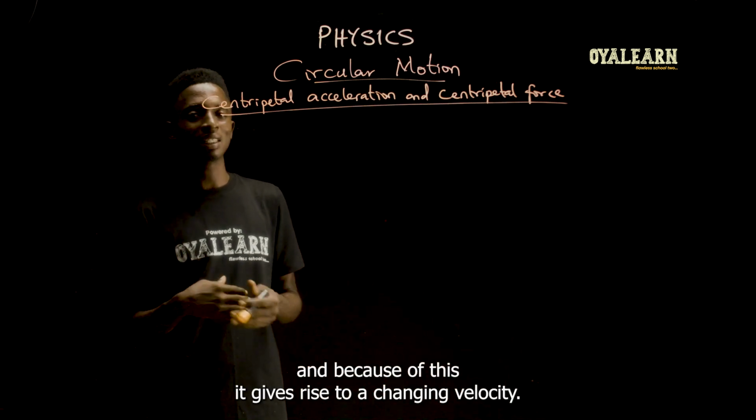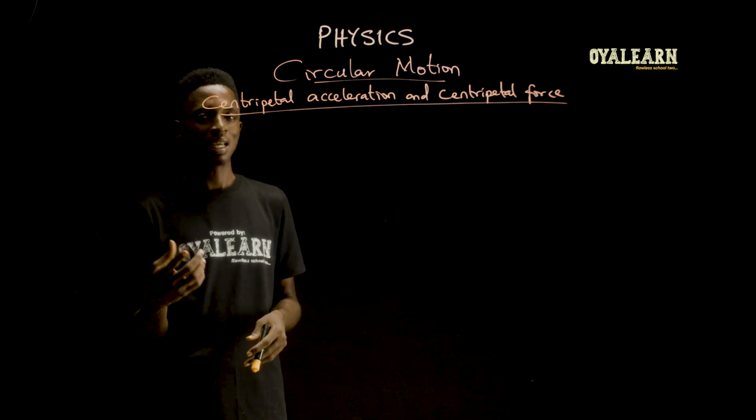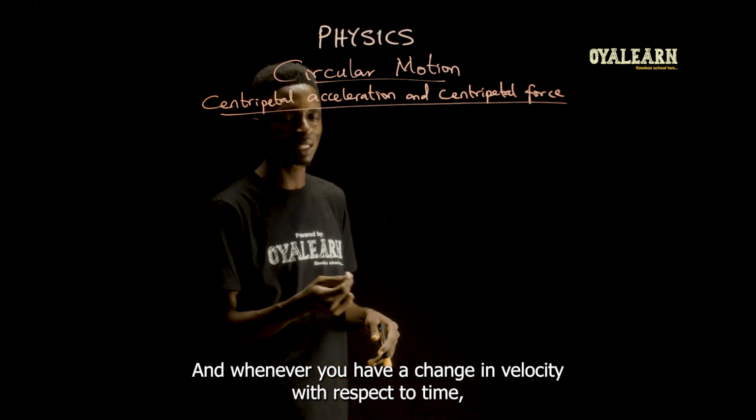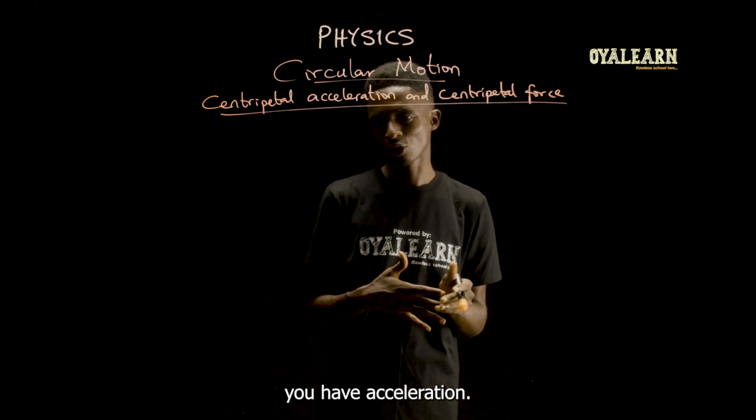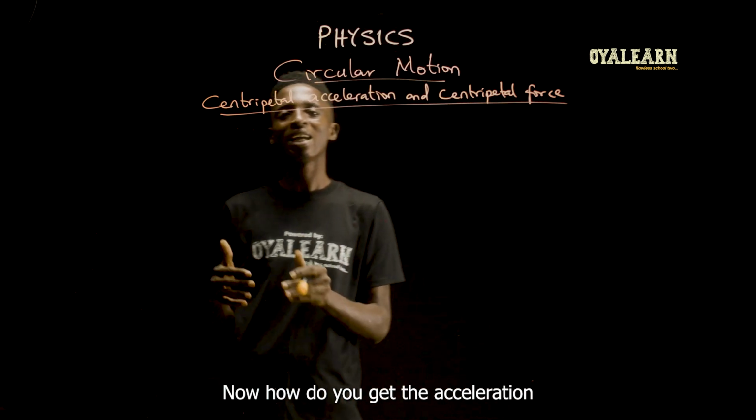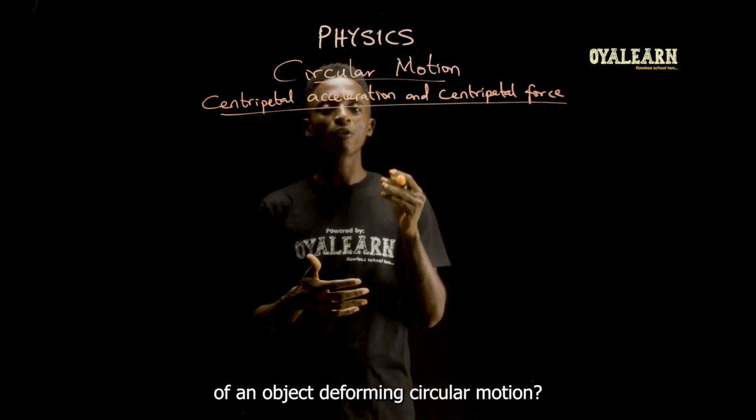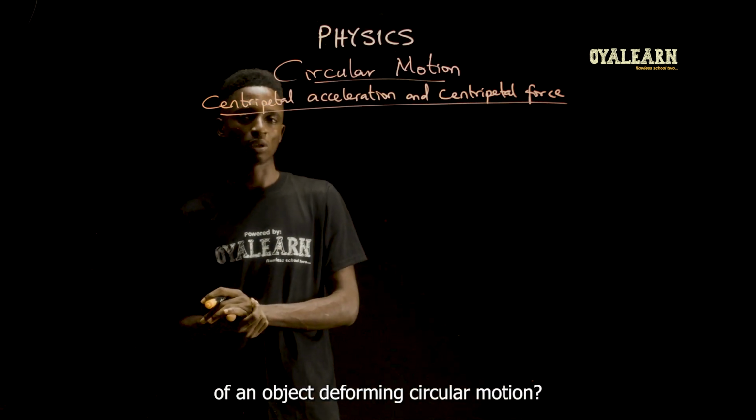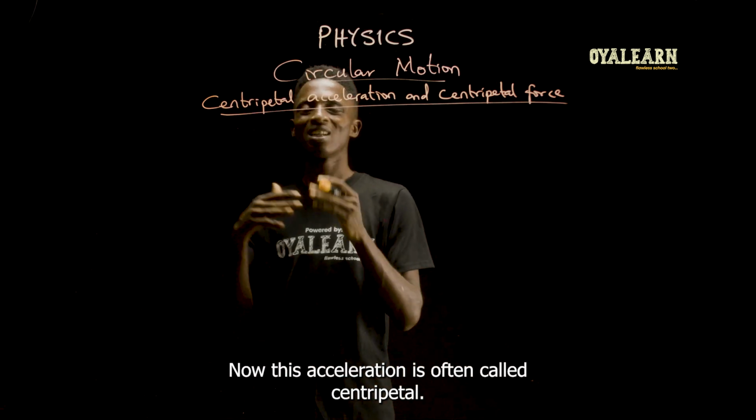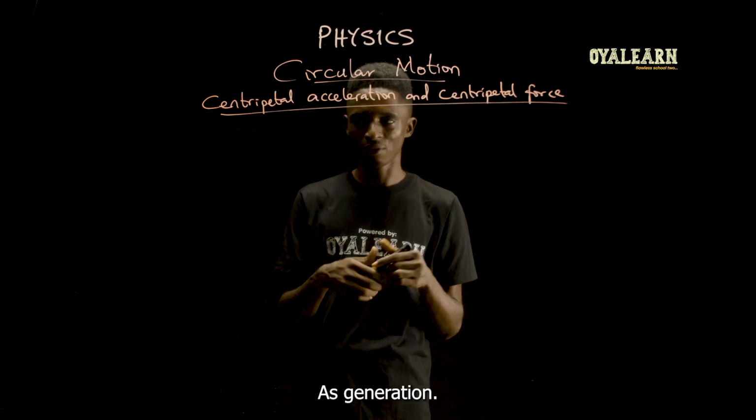And because of this, it gives rise to a changing velocity. And whenever you have a changing velocity with respect to time, you have acceleration. Now, how do you get the acceleration of an object performing circular motion? This acceleration is often called centripetal acceleration.